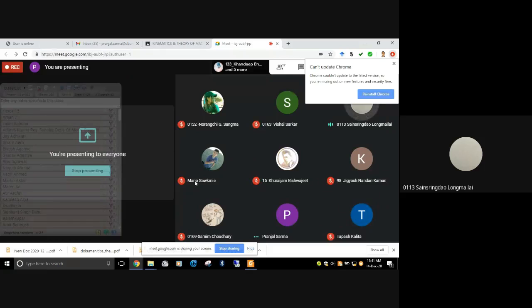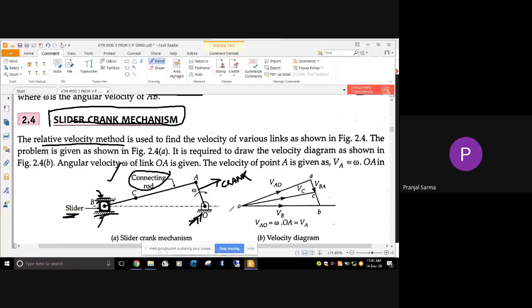Sir, crank, connecting rod, slider, and that fixed part. Now we have got the frame, right? So what are the various motions there, how does it work? So the crank, what kind of motion does it have?